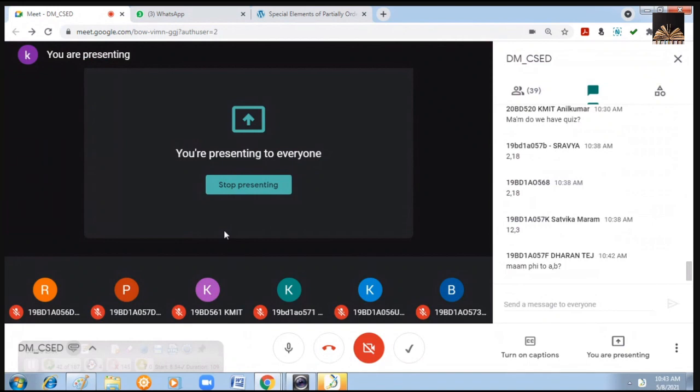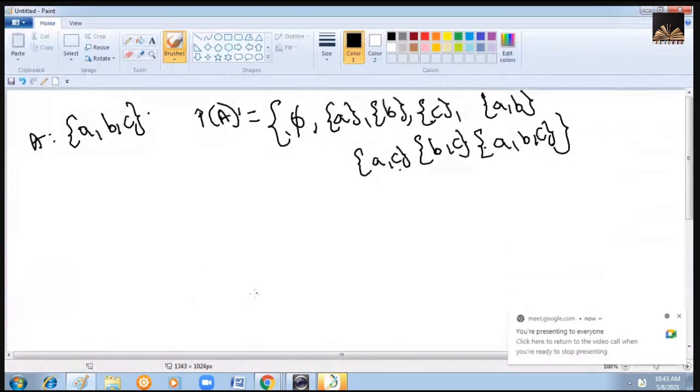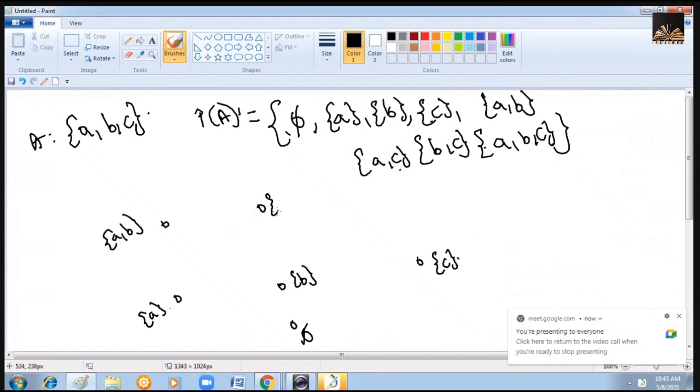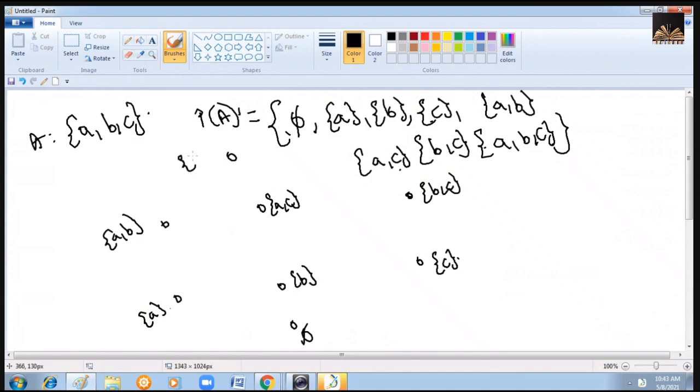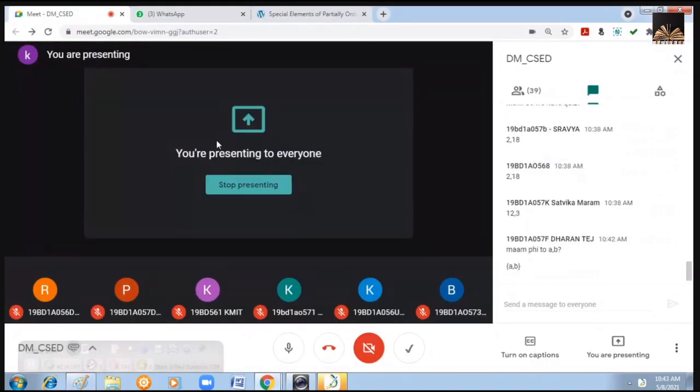Dharantesh, what is your doubt? I didn't get it. Let me write the vertices here. You please include the edges. This is phi, a, b, c, and one more is ab, ac, bc, and the last vertex is abc. Sorry, I have written the vertices.